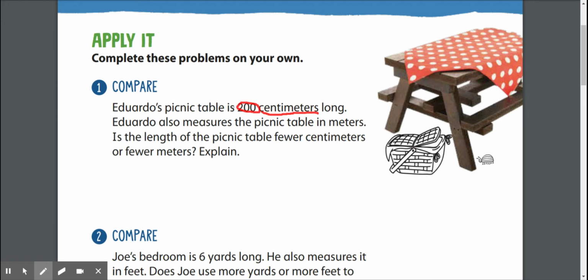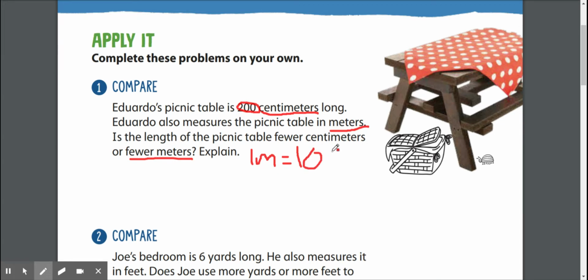Eduardo also measures a picnic table in meters. Oh, so here's another unit of measure, meters. Is the length of the picnic table fewer centimeters or fewer meters? So before we answer this question, we have 200 centimeters. Well, we know in 1 meter, we have 100 centimeters. Remember, we were working with meters and centimeters.